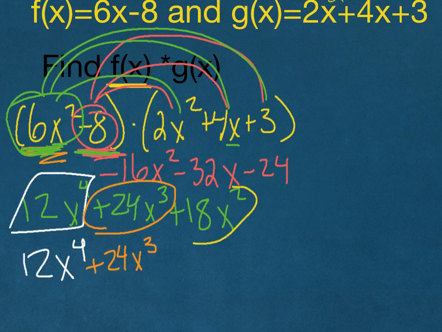Okay. Then I have x to the power of 2, and oh, hey, look, I do have something for that. So negative 16 plus 18 is going to be positive 2. X squared comes down as a label.